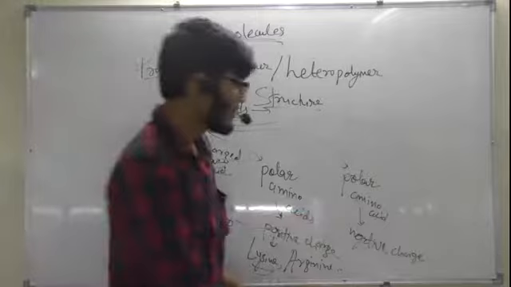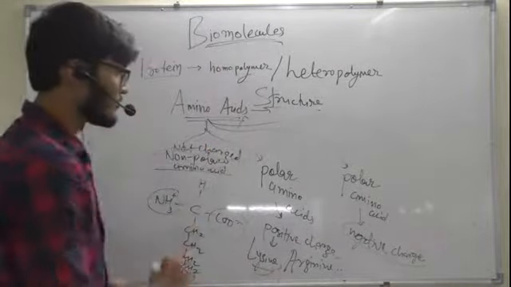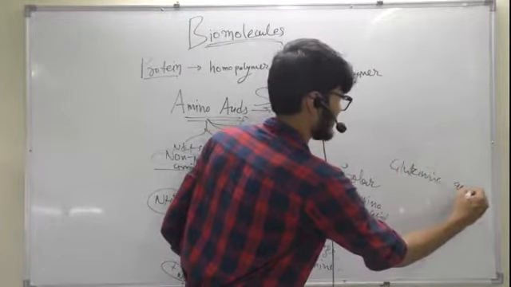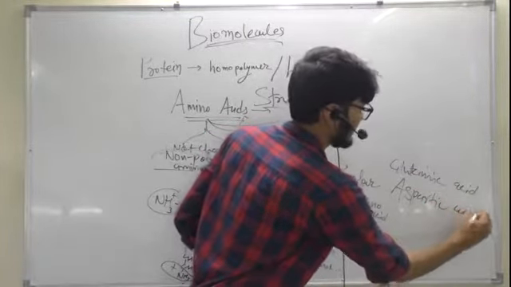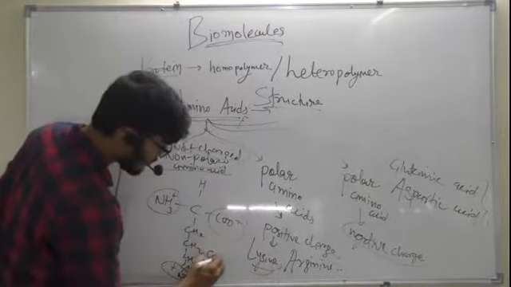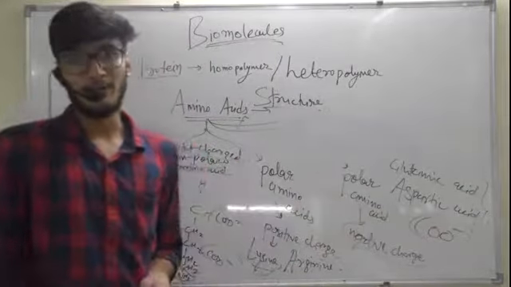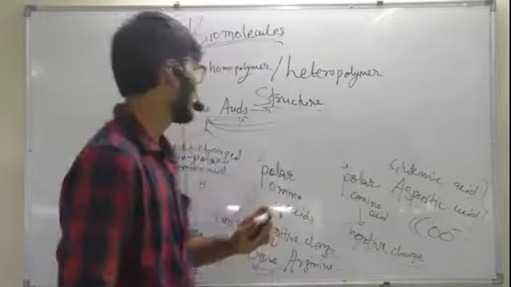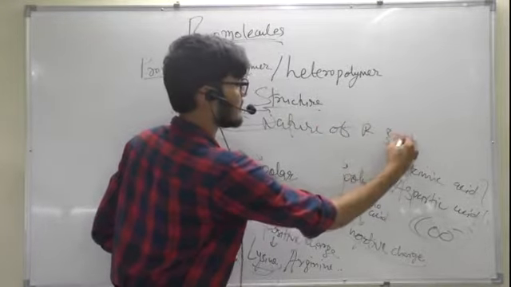In the same way, negatively charged polar amino acids will have a net negatively charged R group, as in the example of glutamic acid and aspartic acid. They will have a net negative charge, which means they will have a COO minus group in their R moiety. So this was the classification on the basis of the nature of the R group.